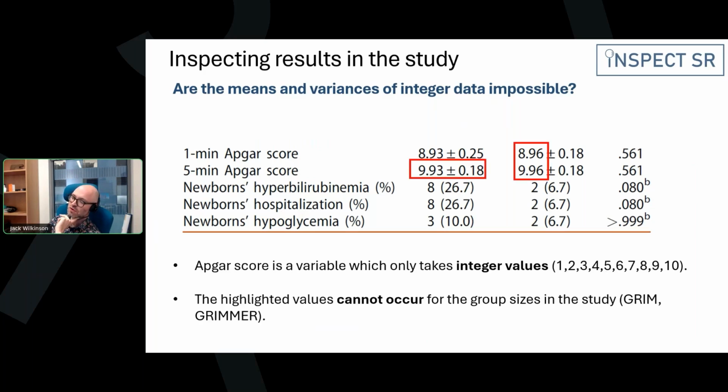An APGAR score is a variable that only takes integer values: 1, 2, 3, 4, etc. And it turns out that for integer variables, there are only a limited number of possible means and standard deviations that you can get for a given sample size. What I'm saying to you here is the values I've highlighted in red are not possible. They cannot occur. And we look at this using methods called GRIM and GRIMMER.